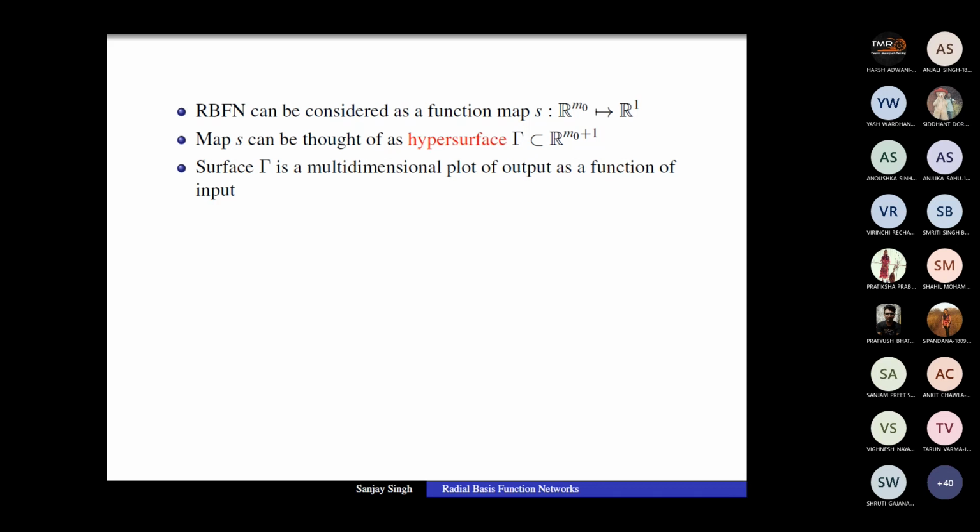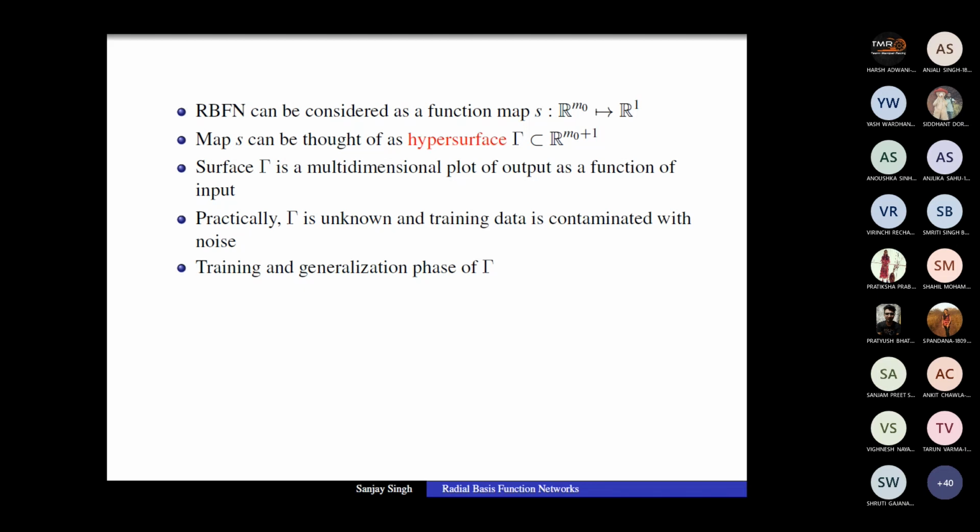Now, this surface gamma is a multidimensional plot of output as a function of input. That is a process which projects your low dimensional data into higher dimensions, which I gave as the example using F1, F2, F5, etc. Practically, gamma is unknown. We don't know what the particular multidimensional plot will look like. And the training data is contaminated with noise. By noise I mean some missing data will be there, some redundancy will be there, something of that sort.